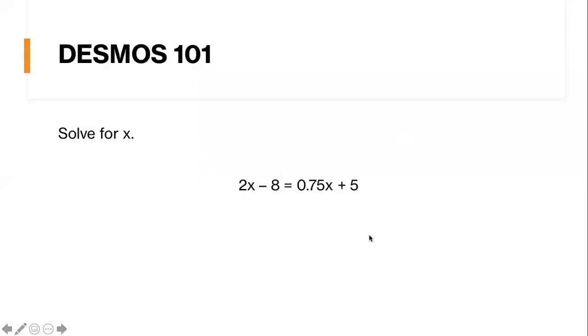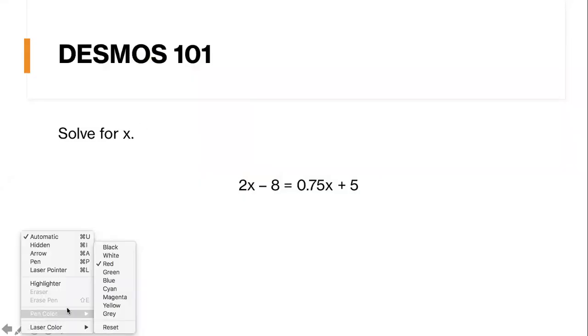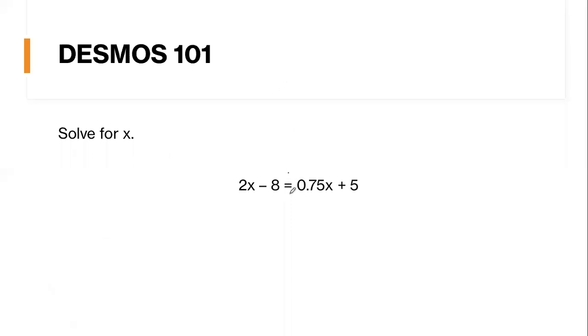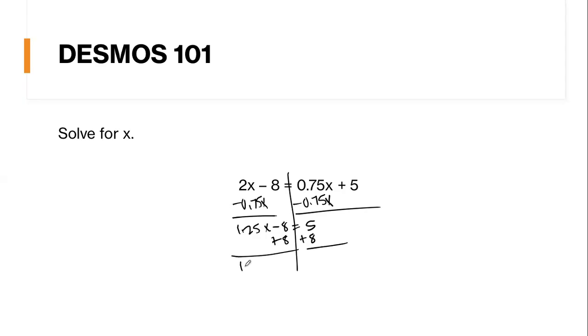So solve for x. Now, I hope at this point we all can solve for x by hand. But I want to remind you that you do get Desmos. If I was solving this by hand, I would subtract 0.75x from both sides, giving me 1.25x minus 8 equals 5. Add 8 to both sides. 1.25x equals 13. Divide both sides by 1.25. Let me use my calculator. 10.4. So I did it by hand, but now I'm going to go check myself on Desmos.